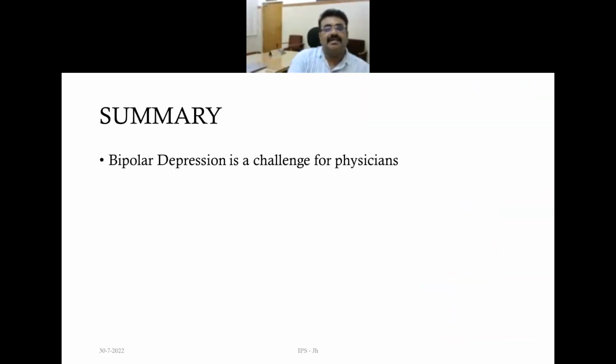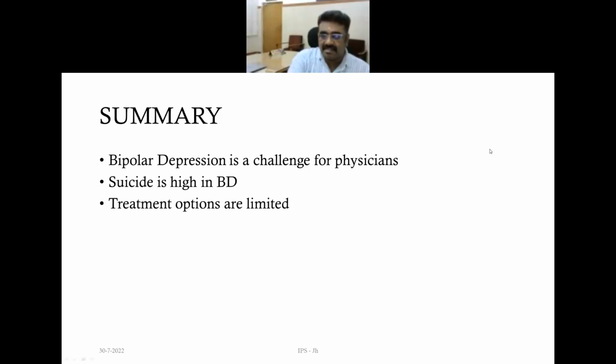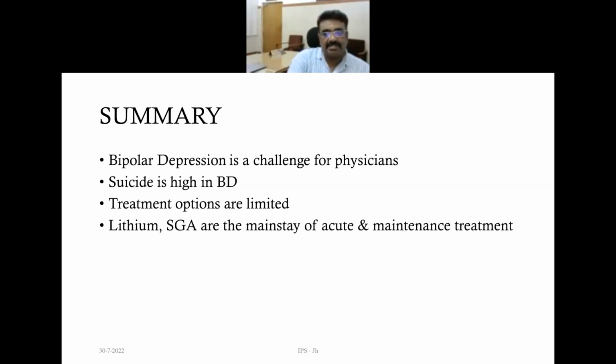To summarize, bipolar depression is a challenge for all physicians. Suicide is quite high in bipolar depression, which makes it even more of a challenge. The number of treatment options are limited, which means that the treatment choices have to be made rationally and tailored to the needs of the individual patient. Lithium and second generation antipsychotics like quetiapine, cariprazine, and lurasidone are the mainstay of acute and maintenance treatment. Novel treatments are being explored, including dextriprazole, trimetazidine, and ketamine.